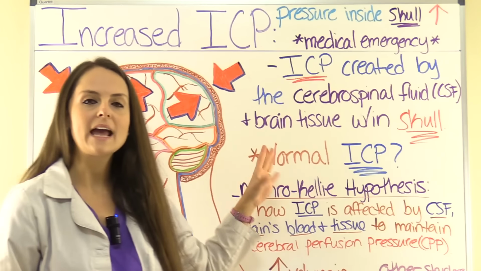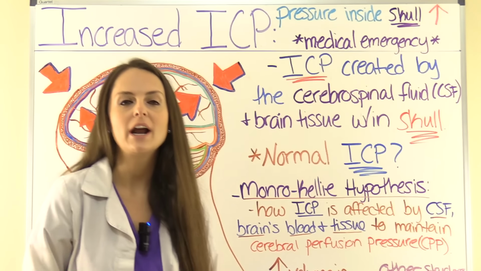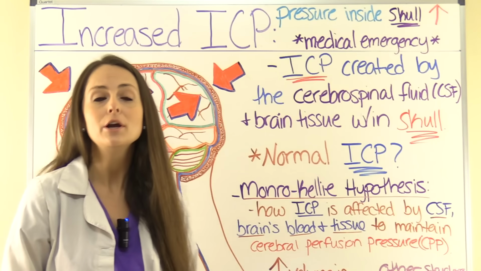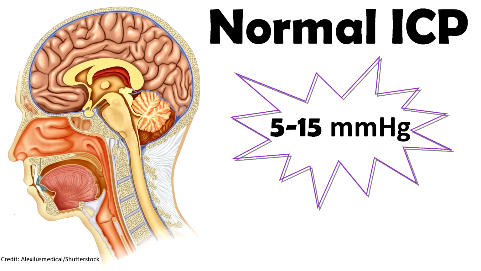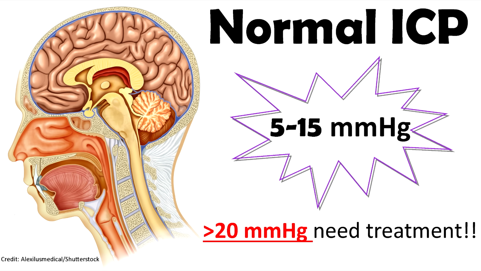So what is a normal intracranial pressure? And I would commit this number to your memory. So a normal ICP is anywhere between 5 to 15 millimeters of mercury. Now, if the pressure increases greater than 20 millimeters of mercury, the patient needs immediate treatment. So remember the number, 5 to 15, that's where we want our patient.